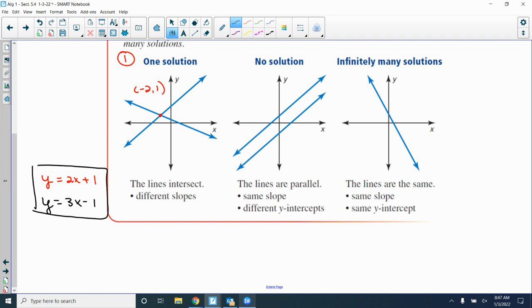All right. No solution. If you get parallel lines, well, we've talked about this before. Parallel lines, what has to be true about their slopes? Same, right? So they have to have the same slope, but they have to have different y-intercepts. So you might get y = 2x + 4. What would be a line parallel to that? Yes, Griff. y = 2x + 6. Yep, you just have to have a different y-intercept.